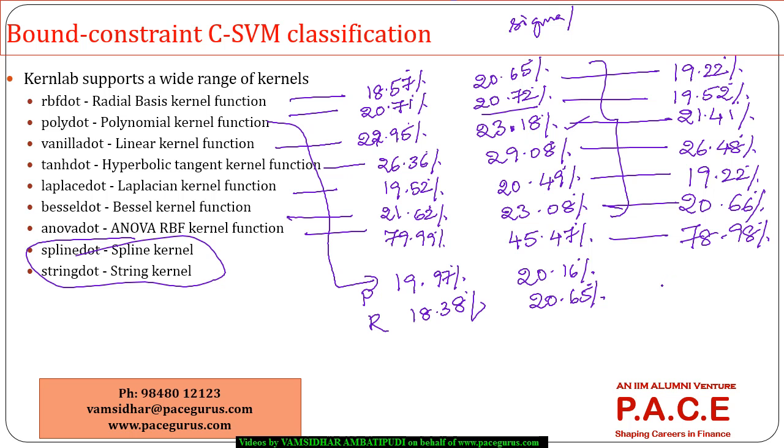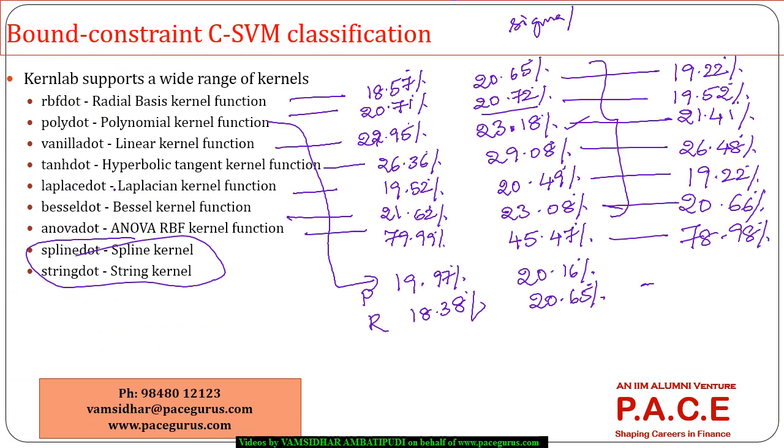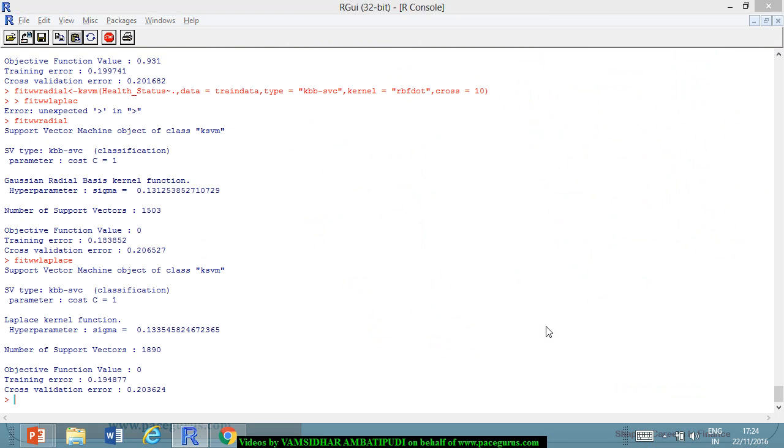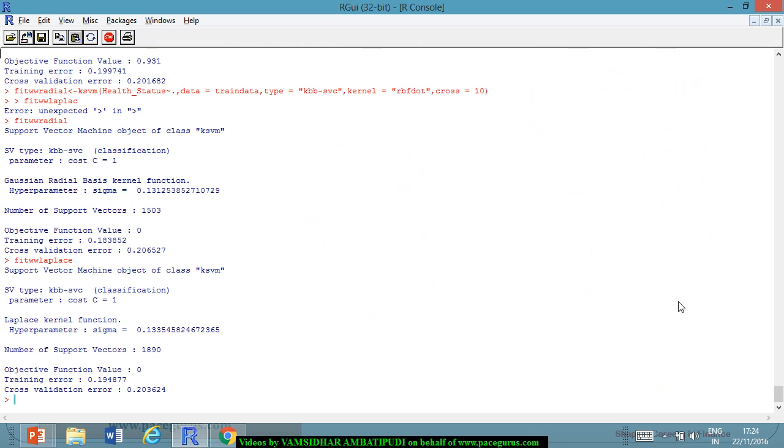So here the training error is 18.38% and the cross validation error is still 20.65%. But similarly when I am executing the Laplace kernel, here it is 19.48%, and when it comes to the cross validation error it is 20.36%. So these are the percentages. So it looks like polydot is much more appropriate, but let me go with pred WW poly, where we are using the predict function.